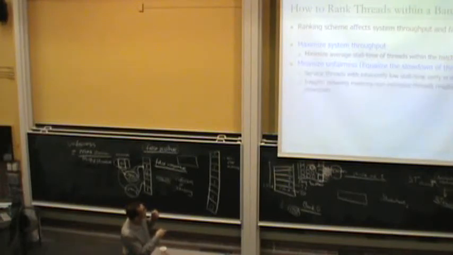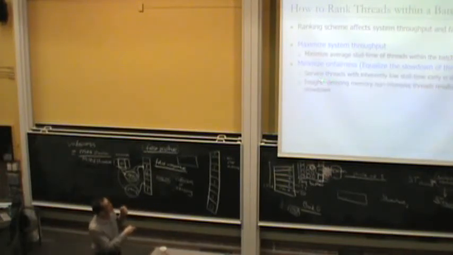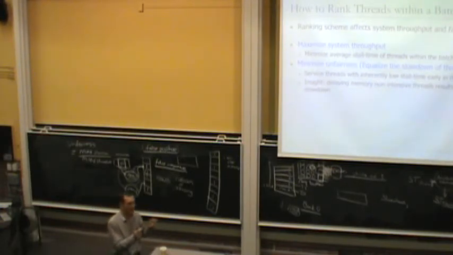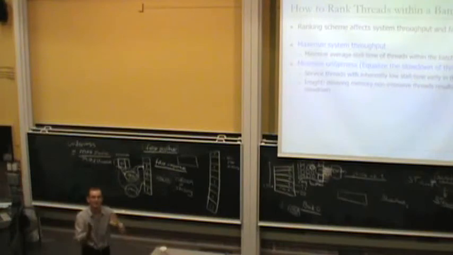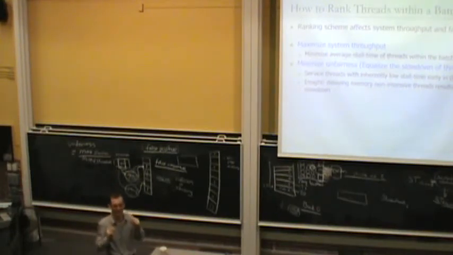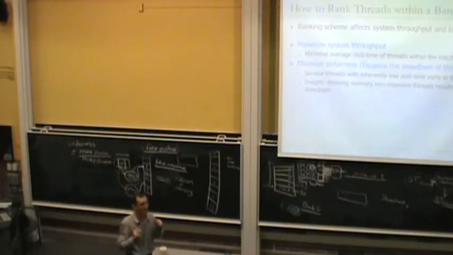How do you minimize unfairness? Basically, you would like to service the threads that have inherently low stall time early in the batch. Now what does this mean? A thread that is making few requests, they inherently have low stall time. Right? So you'd like to prioritize those threads. The insight is that if you delay a memory non-intensive thread that is making few requests, that results in high slowdown for that thread. Whereas if a thread is making 1,000 requests, if you delay it a little bit, it's not going to slow down that much anyway. Does that make sense? So that's the key insight.